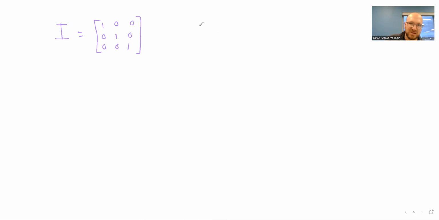So A times A inverse should equal the identity matrix. It's like sine and inverse sine undo each other. Matrix multiplication order matters, except when we're talking about inverses, it works both ways. Okay. So I'm going to check that these two are inverses.